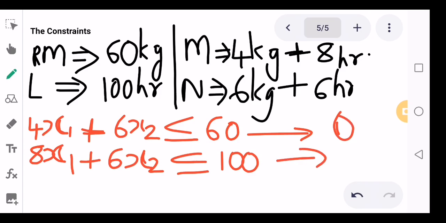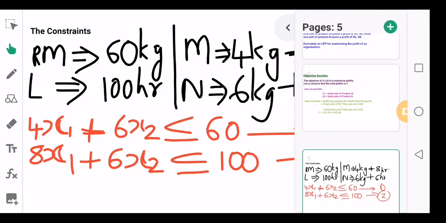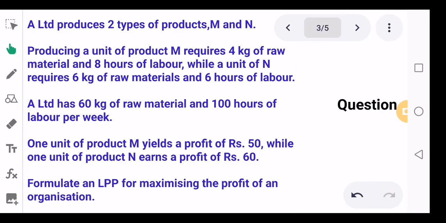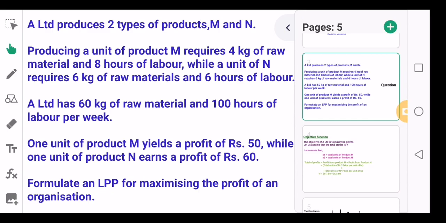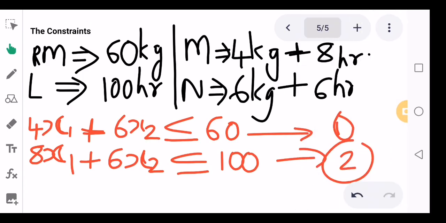Now let's go to your second constraint. Here they have said clearly that for producing product M, 8 hours of labor is required, and to produce product N, 6 hours of labor is required. So 8 hours of labor is required to produce x1 units of product M, plus 6 labor hours is required to produce x2 units of product N.